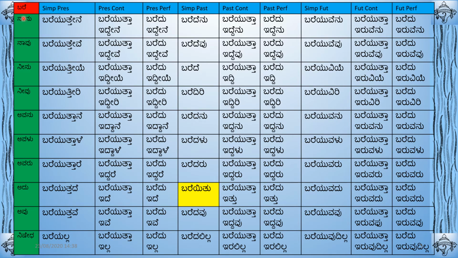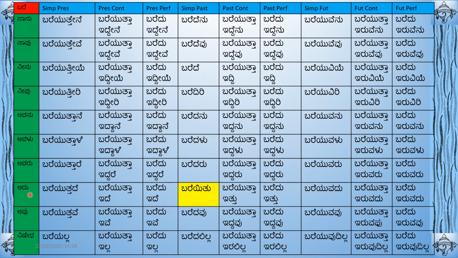Okay, the next one is bare. Bare is to write, and it's a non-u ending verb, and it's regular. So you have to add the u: barayuttene. Baredenu for simple past. Again, you can go through column-wise, meaning complete simple present, or you can read one single row, where you will get all the tenses for nanu. You have to read them one by one and get familiar. That's the whole idea.